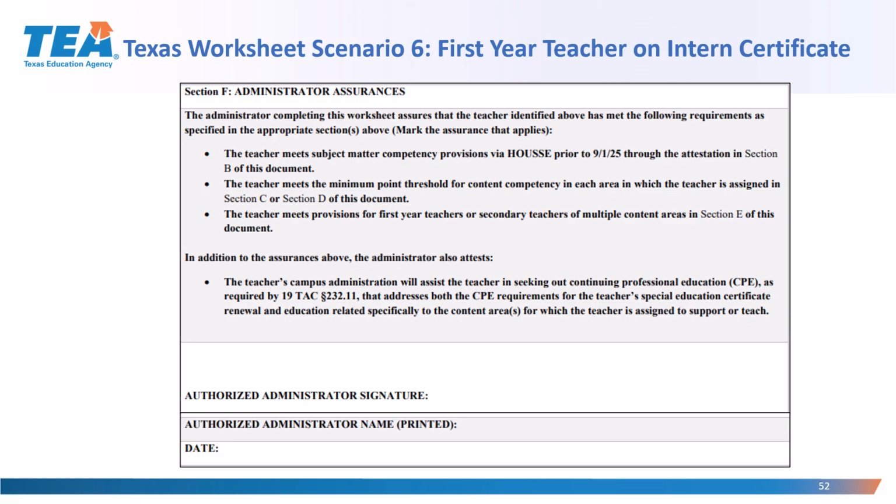Next, Section F of the worksheet will be completed for Ms. Holly. As a reminder, although Ms. Holly met the definition of a first-year teacher within Section E of the worksheet, she had a 33 out of the required 24 points total needed to demonstrate content proficiency at the elementary level, and the administrator will indicate here that the teacher met the minimum point threshold for content competency within Section C of the worksheet. The administrator will then sign, provide their name, as well as the date that the worksheet was completed.